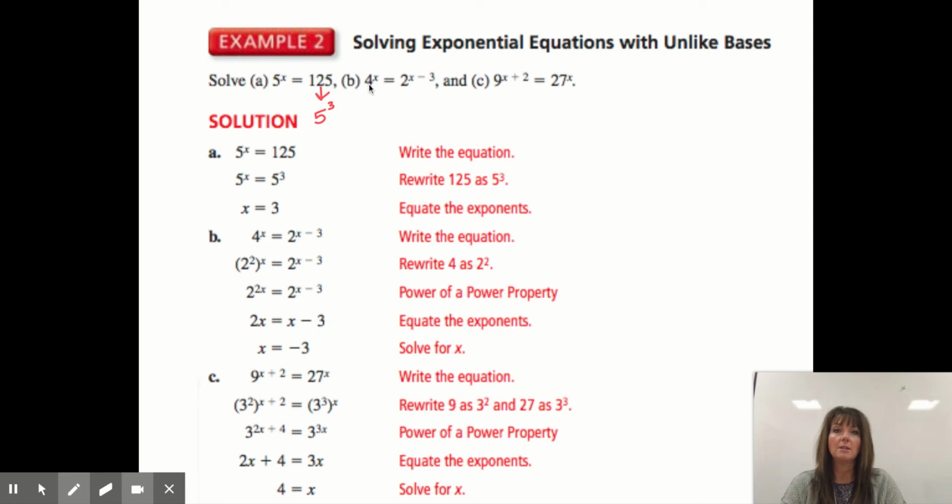All right, 4 to the x power, and then 2 to the x minus 3. So 4 is larger, right? So we want to go ahead and break that down to be a power of 2, which is 2 squared. When we have 2 squared to the x power, we have 2 to the 2x. So 2x is equal to x minus 3, and then we get x equals negative 3. So the same thing would be here. So let's give that a try.